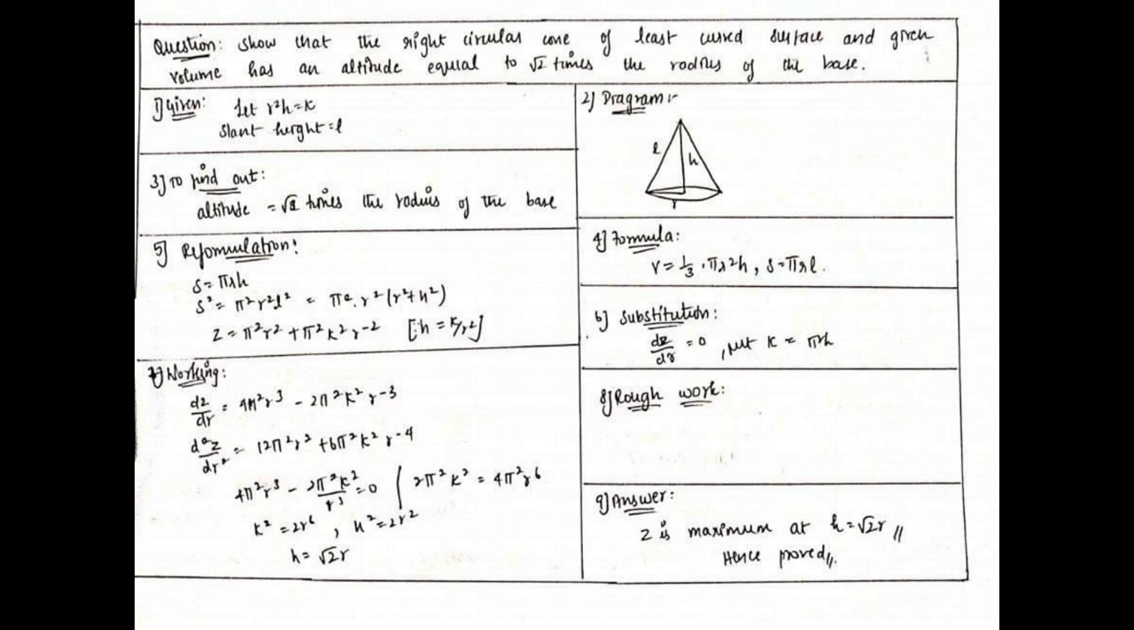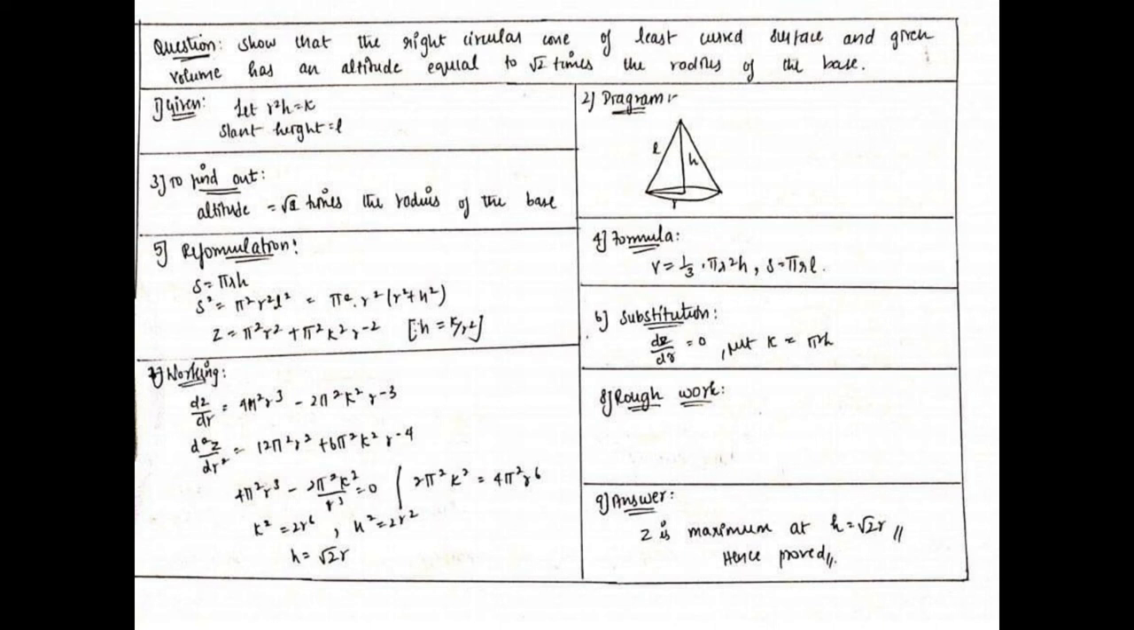Formula: volume is equal to 1/3 πr²h and surface area is equal to πrl. Reformulation: S = πrl, S² = π²r²l², Z = π²r⁴ + π²r²h², since h is equal to k/r².